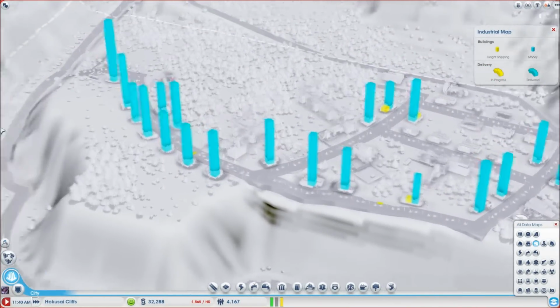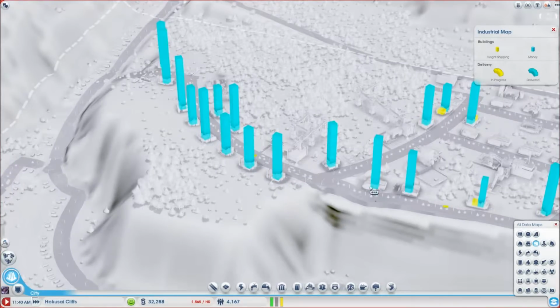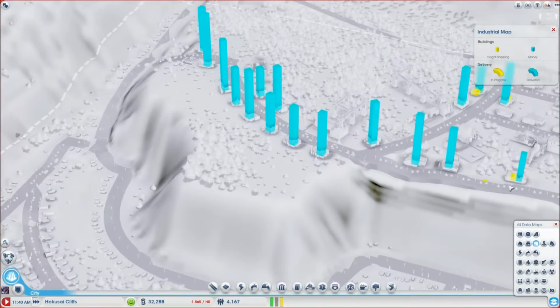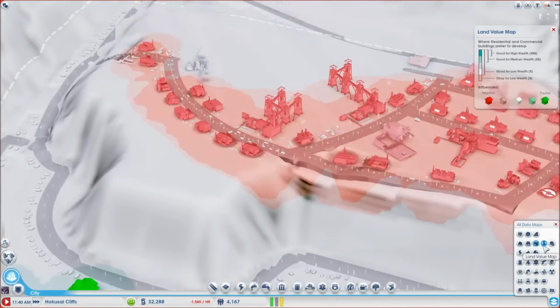Additionally, industrial is usually in high demand because that's where you're going to end up with a lot of low and medium wealth jobs until you upgrade higher tech. So you have the residential industrial play there too.